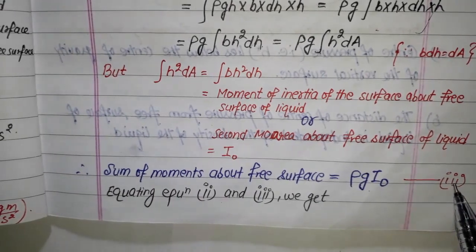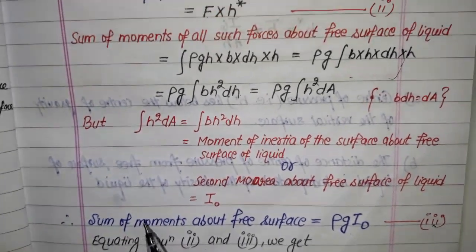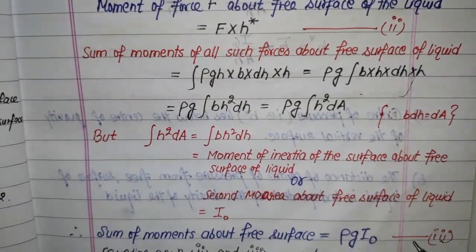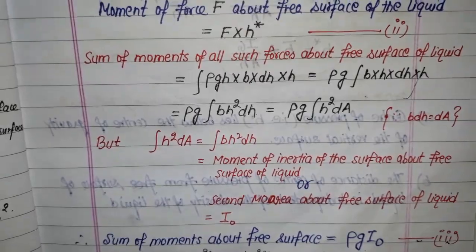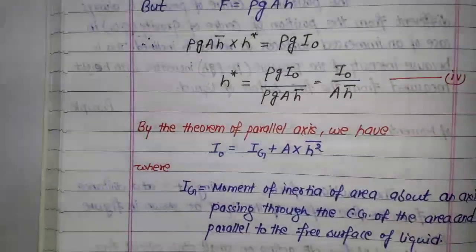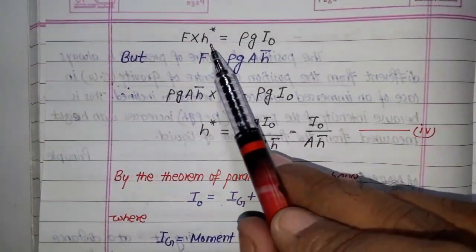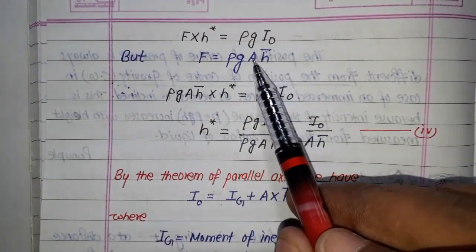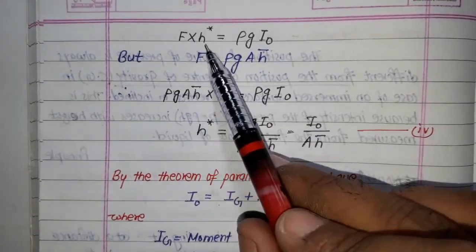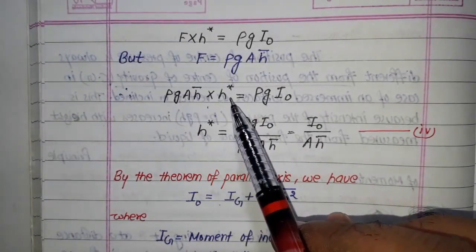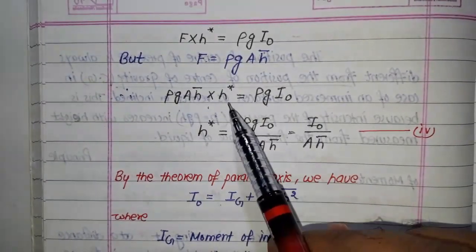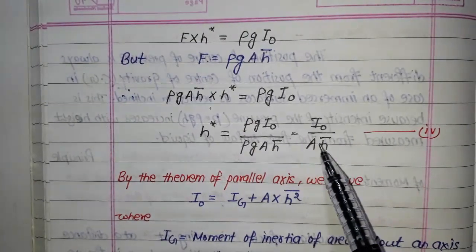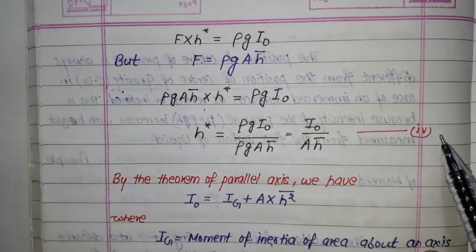This is equation 3. Now equating equation 2 and 3, we get F into h star equal to rho g I naught, and F equal to rho g A h bar. Substituting the value of F in this equation, rho g A h bar into h star equal to rho g I naught, so the value of h star equals rho g I naught upon rho g A h bar, equal to I naught upon A h bar. So this is equation 4.